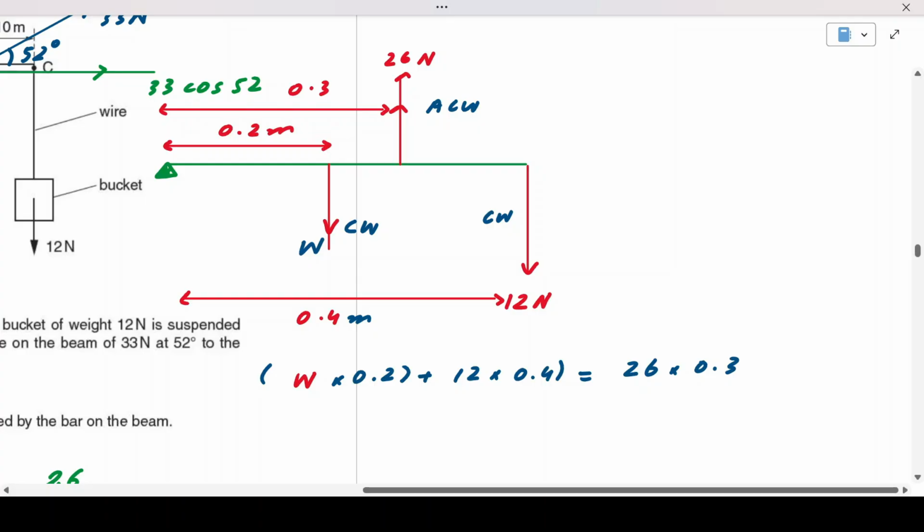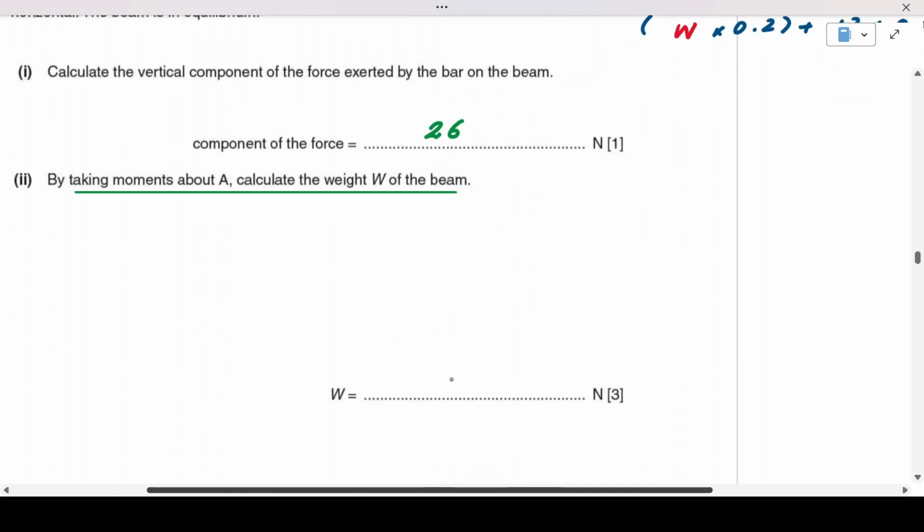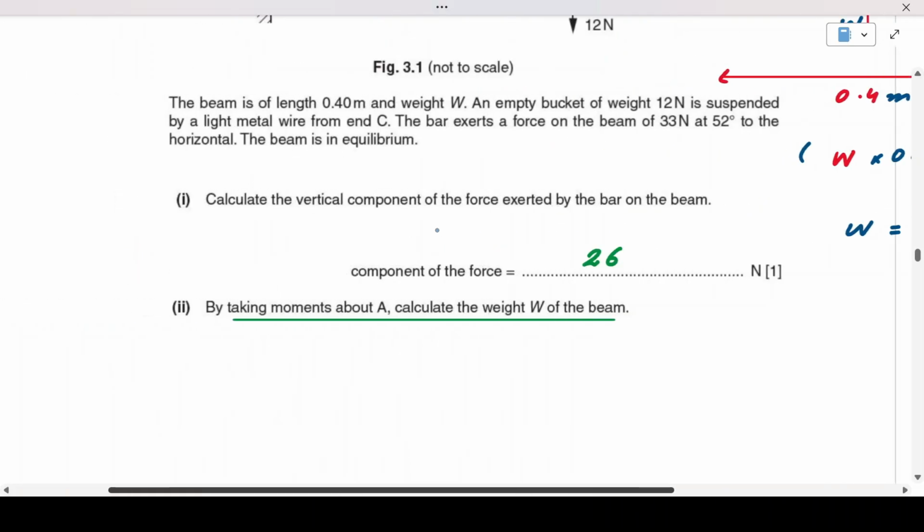So 12 multiplied by 0.4, and we have W multiplied by 0.2. If you do it on the calculator, the final answer in 2 SF we get is 15. You can do the calculation from here onwards, or just write it on the calculator all at once. This one would be subtracted and 0.2 will be divided, and that would be the value of the weight W.